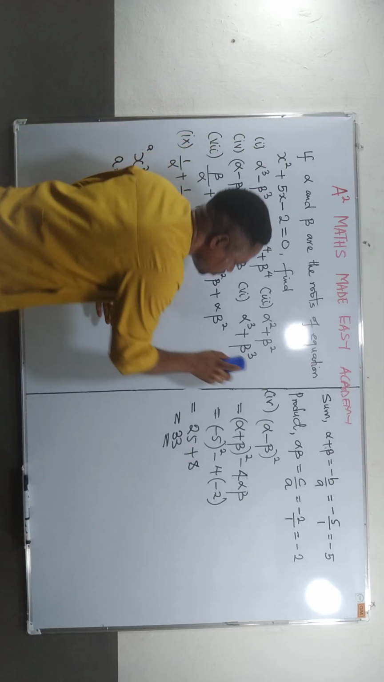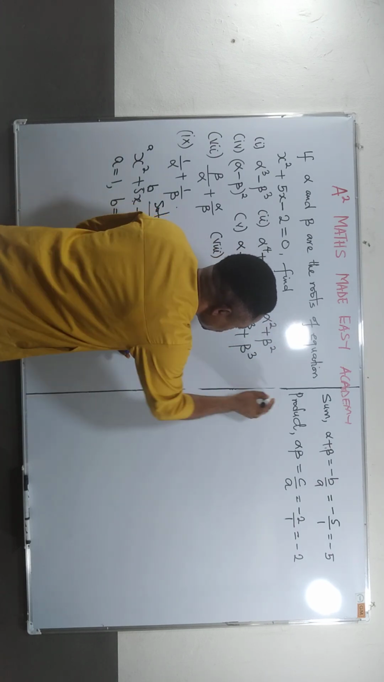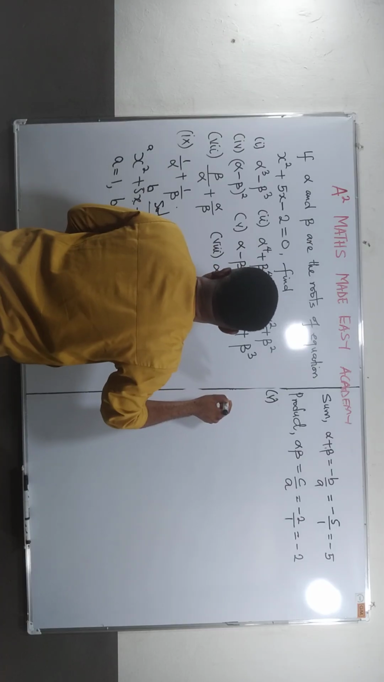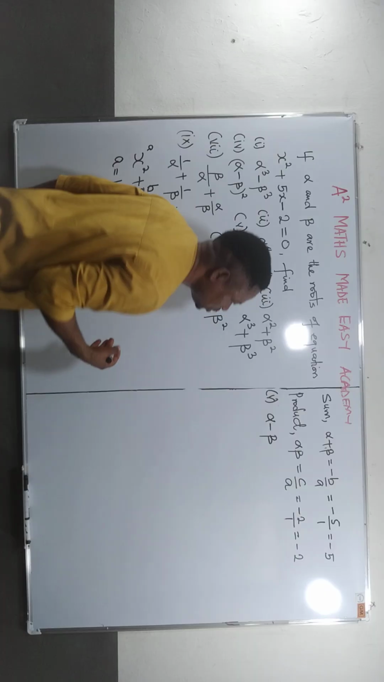Now, if you have solved number 4, can we move to the 5th one, which is question number 5? So we have something like this. So where are we? We are at number 5. Number 5 says alpha minus beta. I don't need to solve it.